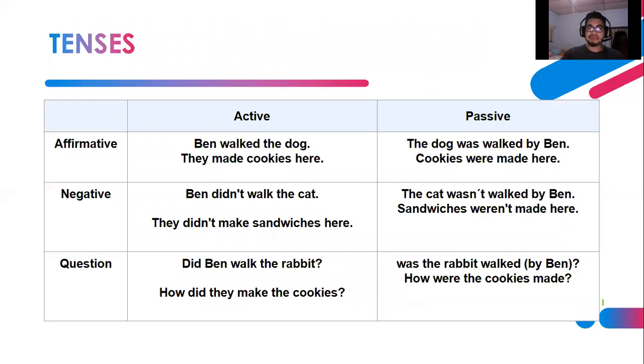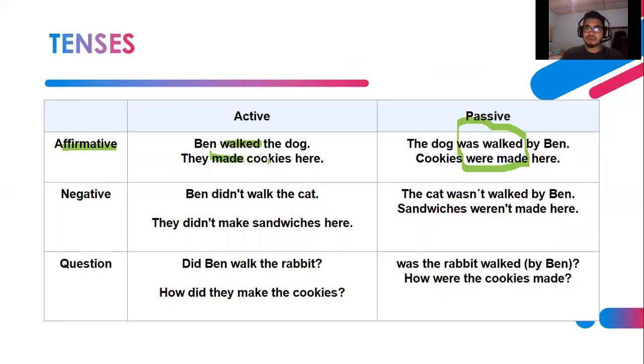We have all the three tenses with this structure. That means that we have the affirmative form, we have the negative form, and the questions. Notice that the affirmative form is the one that we have seen. In the affirmative form, you have the verb in simple past, okay? And now, when you have it in passive voice, you will have the verb to be in past and the verb in past participle.